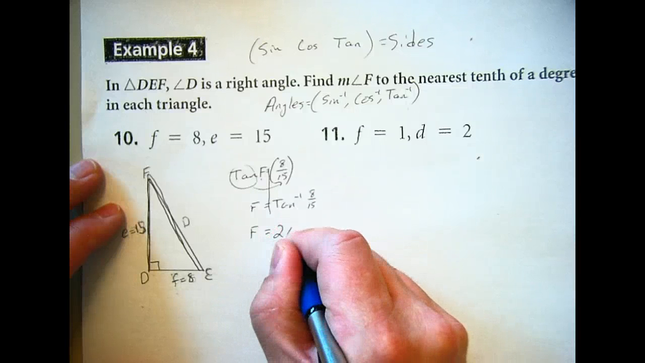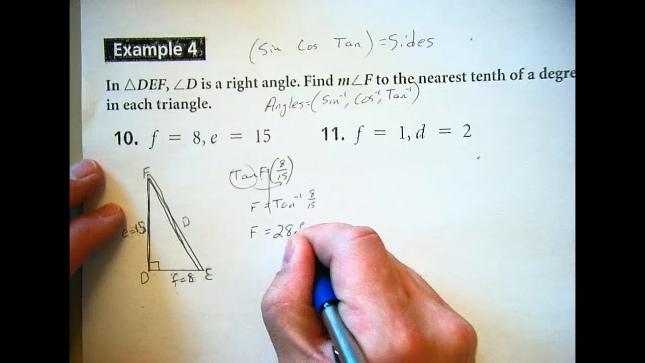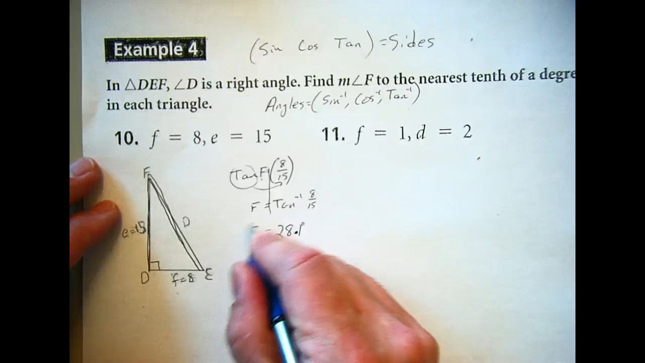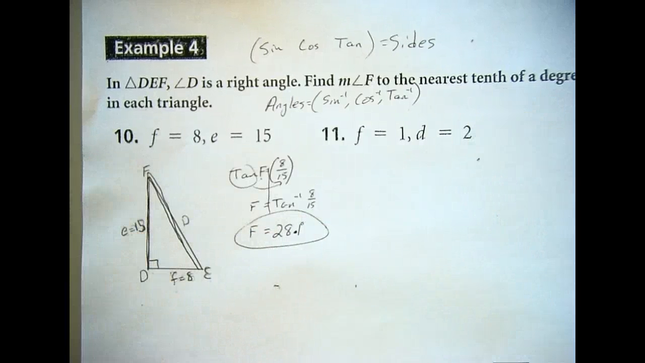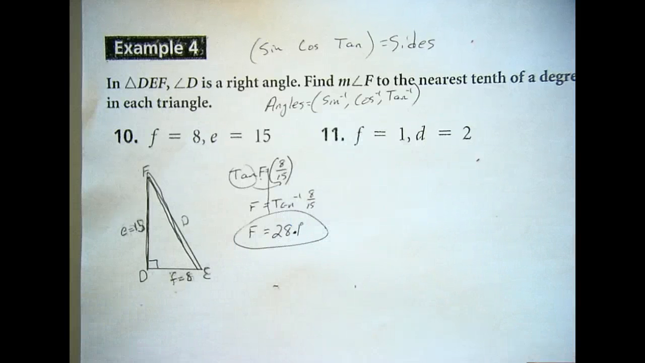28.1. Inverse tangent is located right above tangent, right? You have to use the second key. 28.1 to the nearest tenth. Okay, how many got it? Before we move on, are there questions on that?